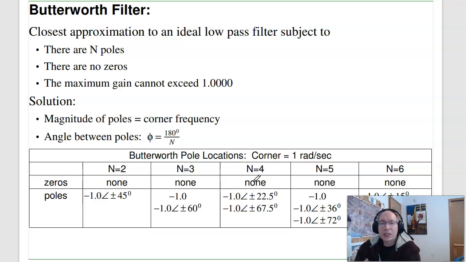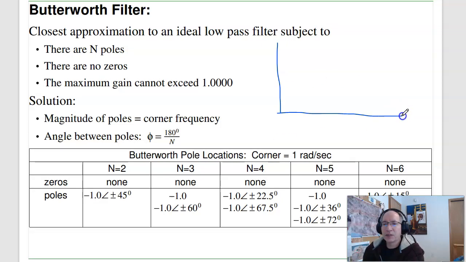Butterworth filter is the closest approximation to an ideal low-pass filter, subject to the constraint that you have n poles, there are no zeros, and the maximum gain cannot exceed 1. So what that means is if I plot the gain versus frequency, here's frequency, here's gain. This is what I want. I want the gain to be 1 out, in this case the corner is at 1 radian per second, because 1's a nice number. I'm not allowed to make the gain go bigger than 1.